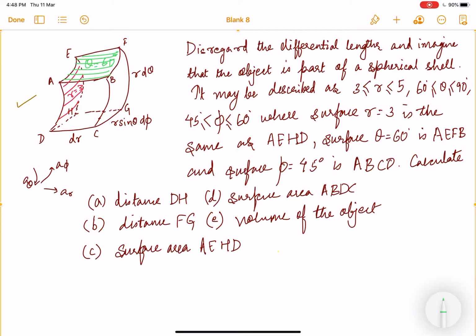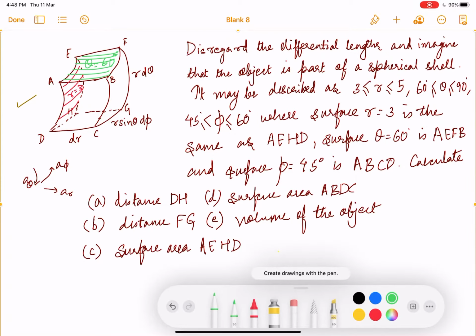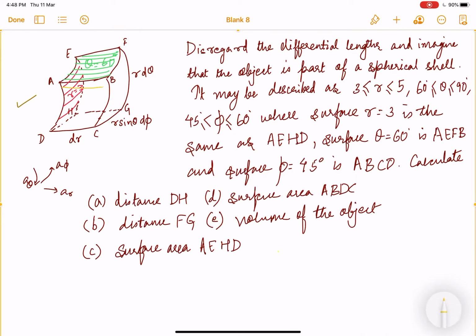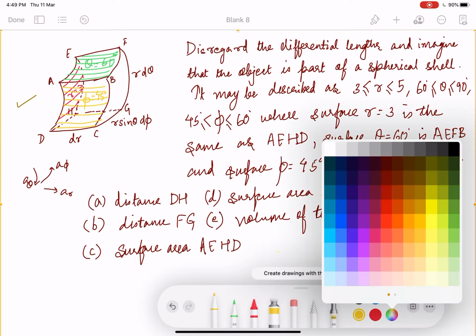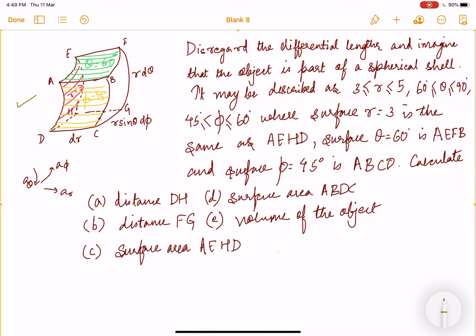And then surface phi is equal to 45 degrees is ABCD. So basically the front face of the object, this front face ABCD, is phi is equal to 45 degrees. All these things are given to us. And then calculate the distance DH. We have to take out the distance DH over here. So how will we take out the distance DH?